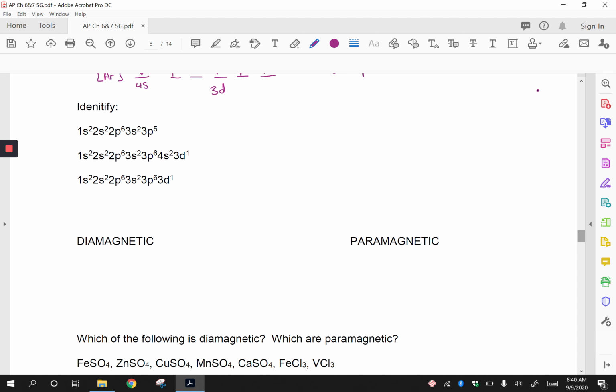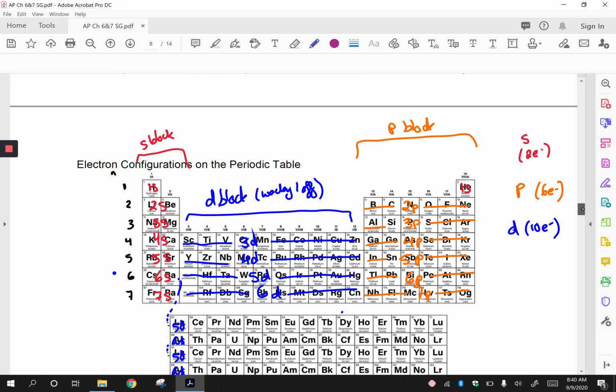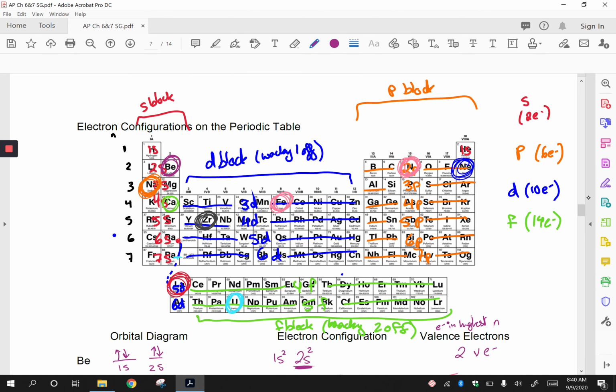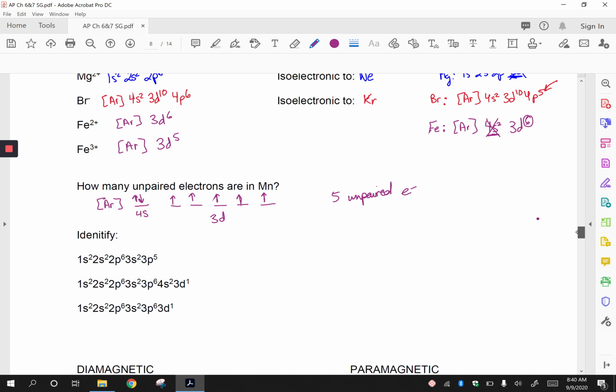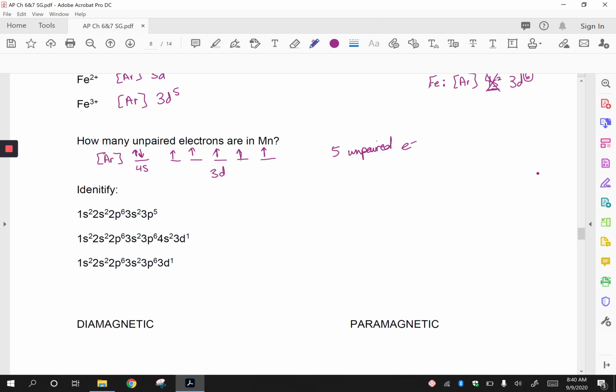Okay, we want to identify these. So 1s2, 2s2, 2p6, 3s2, 3p5. So I'm going to go ahead and go to my periodic table. 1s2, 2s2, 2p6, 3s2, 3p1, 2, 3, 4, 5. That looks like it's chlorine. So my answer here is chlorine.